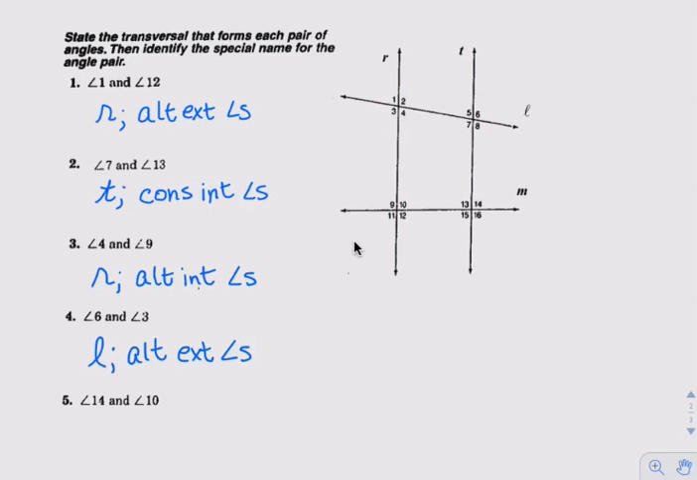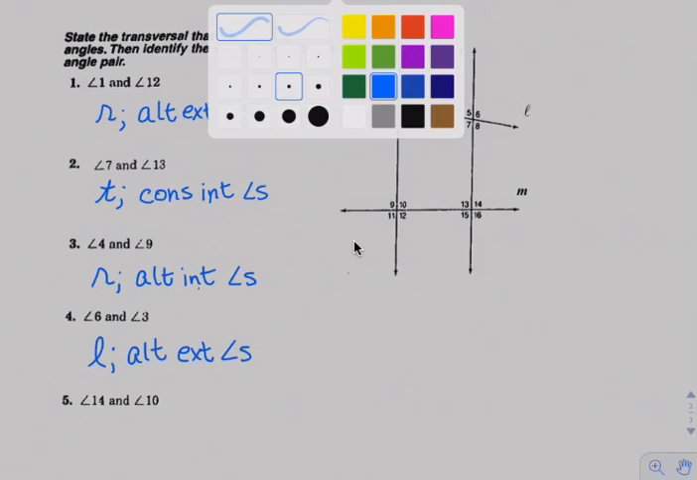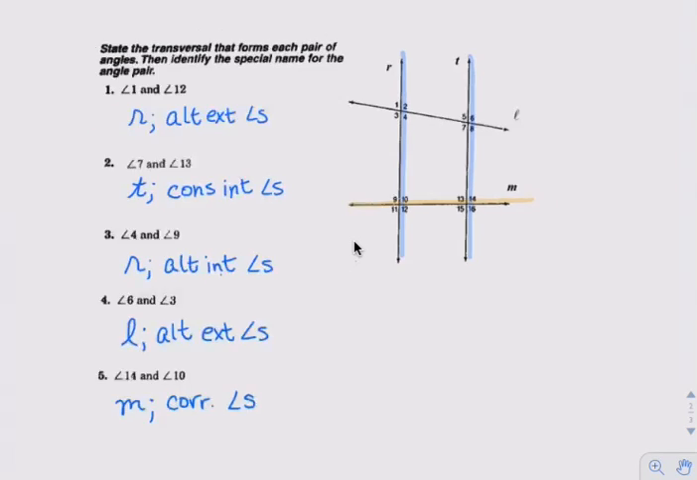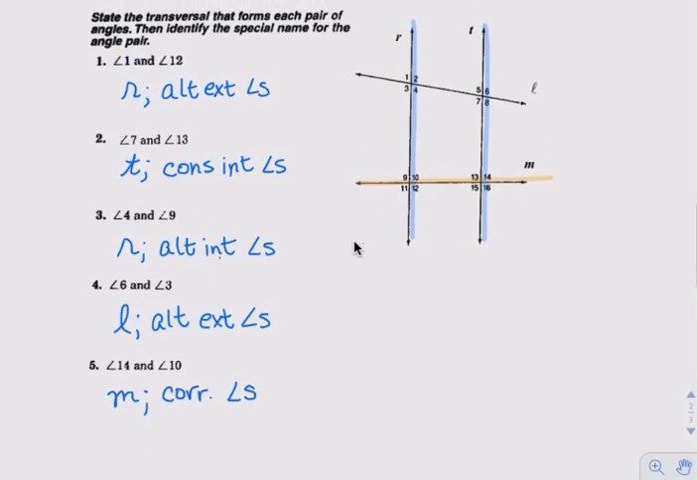And then 14 and 10. So the line that's needed for both is that one. And then 14 and 10 both require those. So your transversal would be line M. And then your relationship here, 14 and 10, are corresponding angles because they're in the same position. All right, this is the end of lesson 3.1.